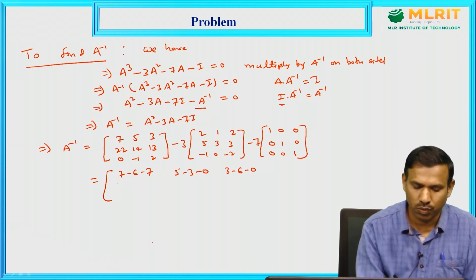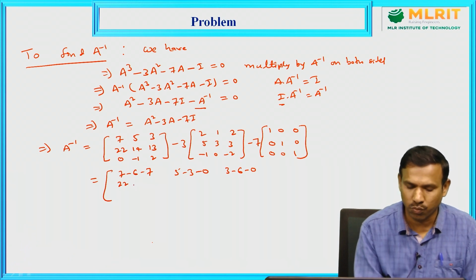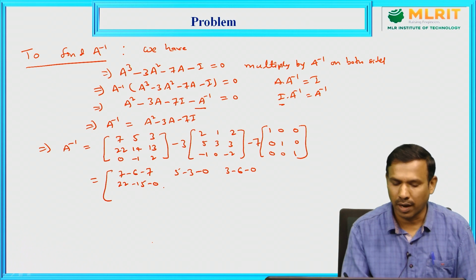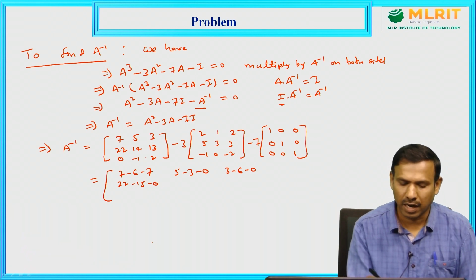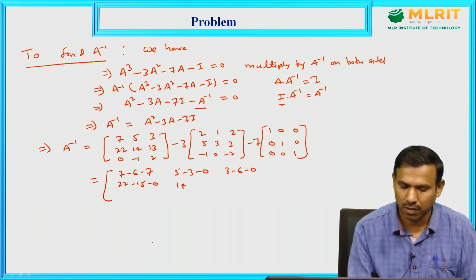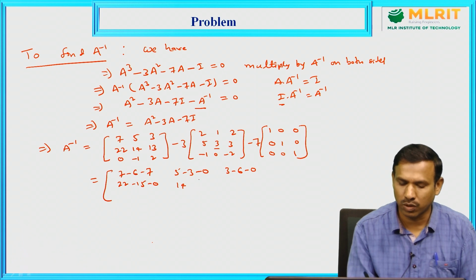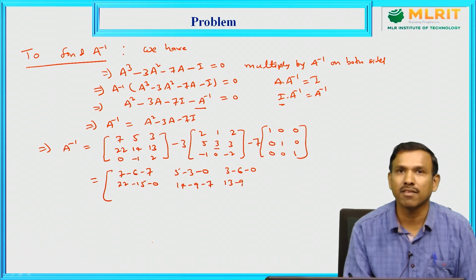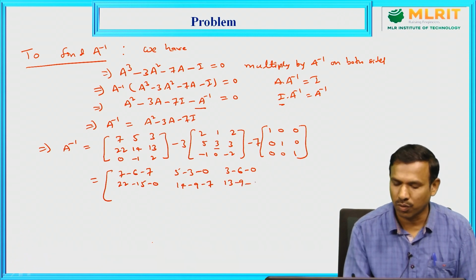Second row: 22, minus 3 into 5, minus 15, minus 7 into 0, 0. Next, second element: 14. Here, second element, 3 into 3, 9. Next, minus 7 into 1, sorry, minus 7 into 0. Last element, second row, last element: 13, minus 3 into 3, minus 9, minus 7 into 0, 0.